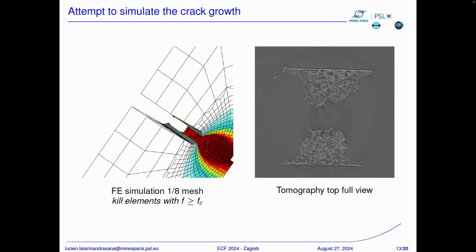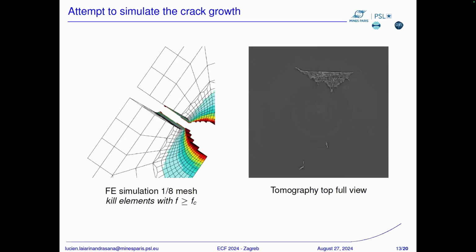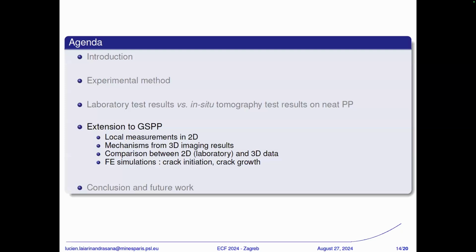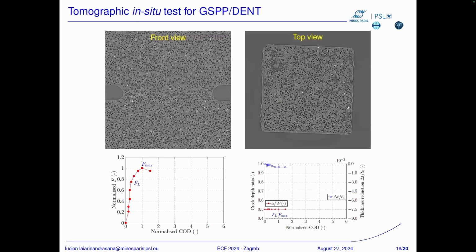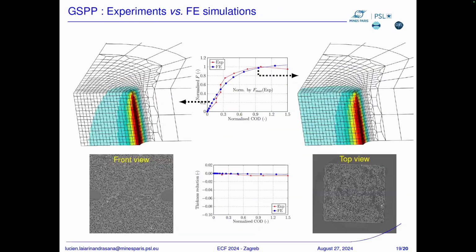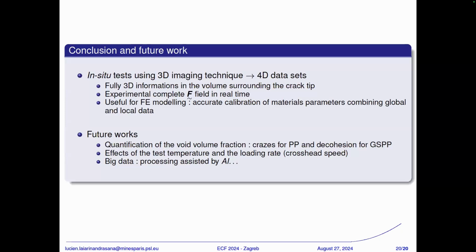So at this stage where the crack is running through the width, you can see here that it has also been simulated. So the last one is rapidly with GSPP. You have done the same thing. So laboratory tests, tomography tests have seen some differences. And here is the simulation. Going to the simulation, you can see that here there is not so much thickness reduction. This means that there is a huge volume growth in the GSPP specimen.